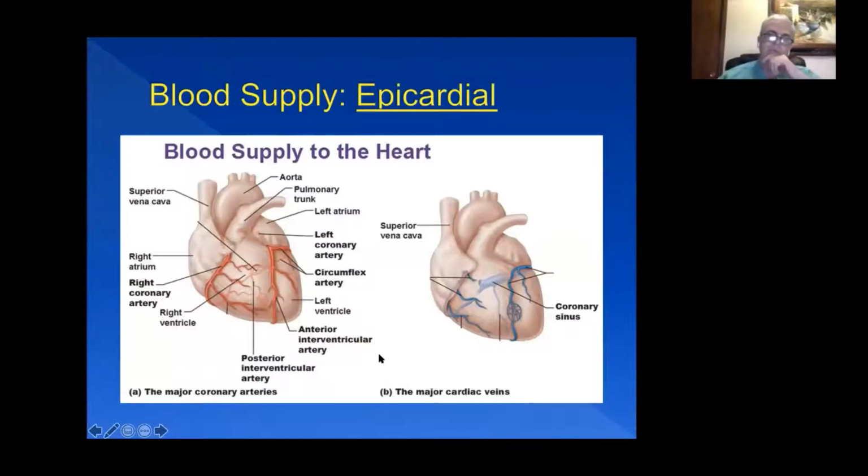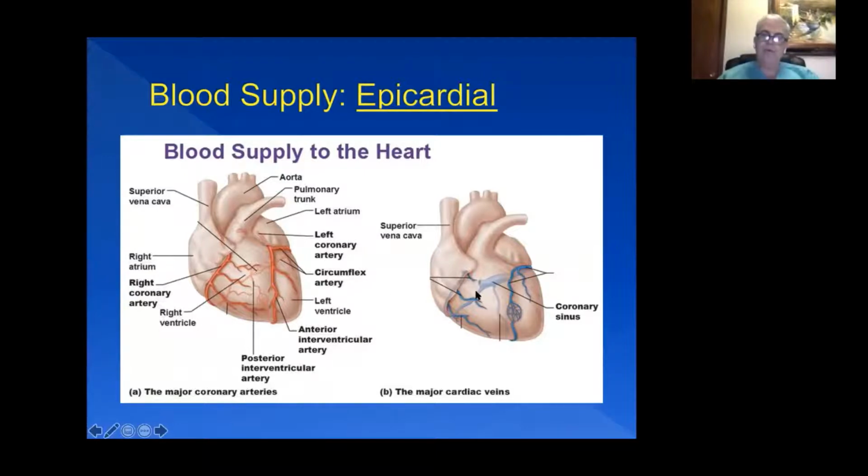Now let's dive deeper. If we take the pericardial sac off, now we expose the heart muscle with its vessels. This is the arterial tree. We all see that. This is the left main, the left anterior descending artery, the left circumflex, and the right coronary artery, and the venous system of the heart.